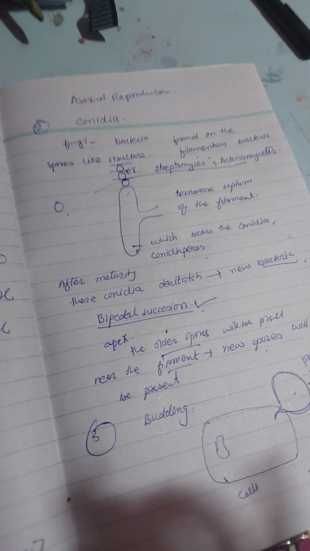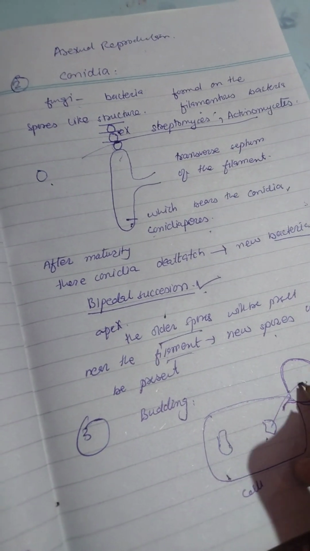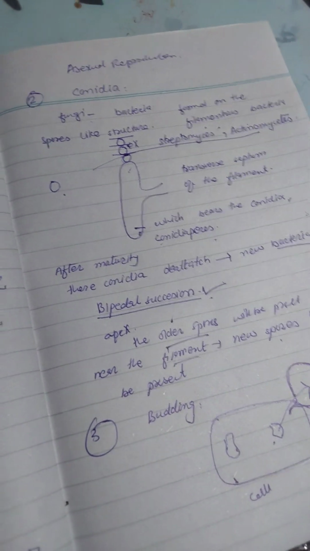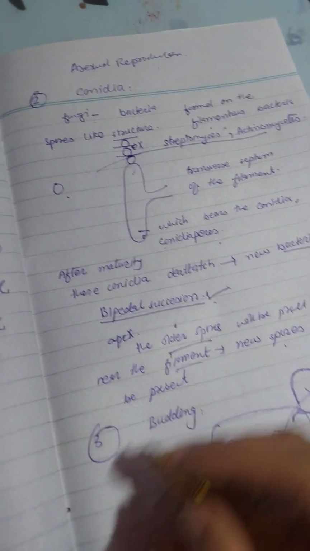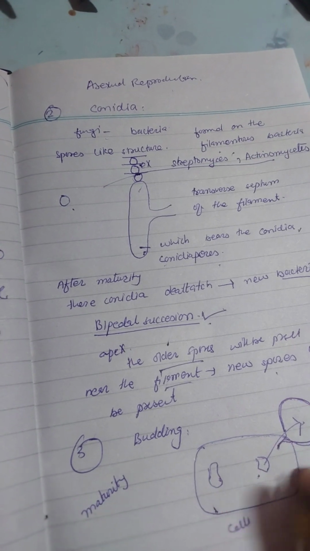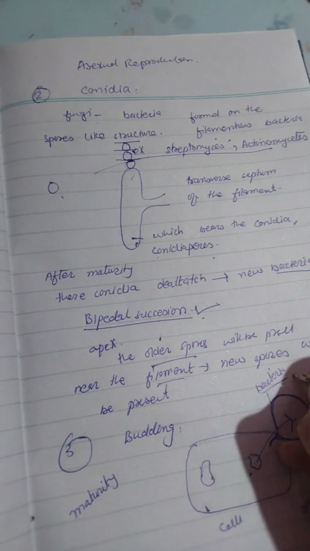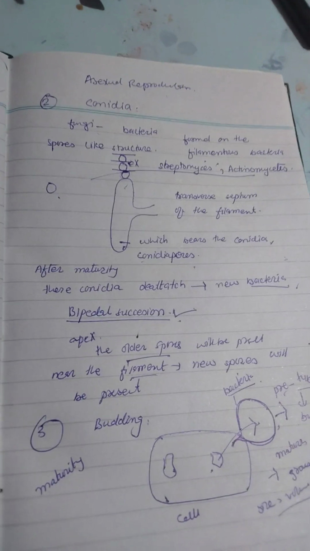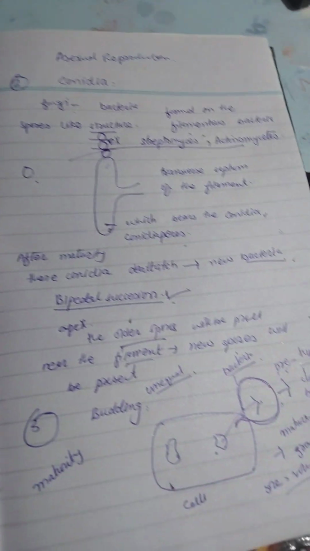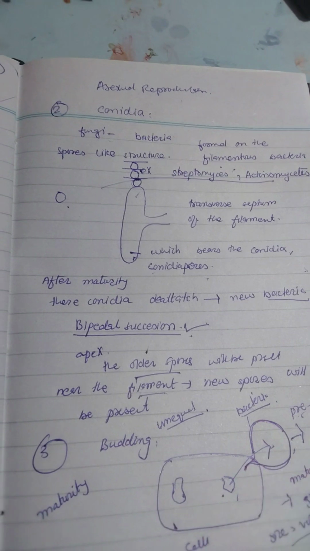Now what will happen, this is the genetic material. This genetic material will get copied, and it will enter into this protuberance. Now this protuberance is basically a bud. After the maturity, this protuberance will detach and it will form a new bacteria. And as you can see, there is an unequal distribution of the cytoplasm, right? This protuberance will form a bud, and this bud will detach from this bacteria, right?